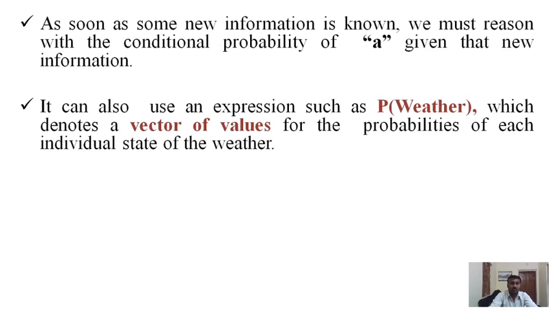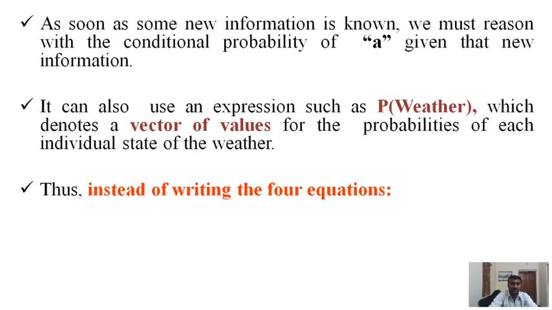So we can also use an expression such as P of weather. Already we discussed weather conditions: sunny, rainy, cloudy, snowy, like that. If you take that as an expression, P of weather denotes the vector of values of the probability of each individual state of the weather. In the weather, one state does not depend on another, they are individual states. So how is that expression given here?